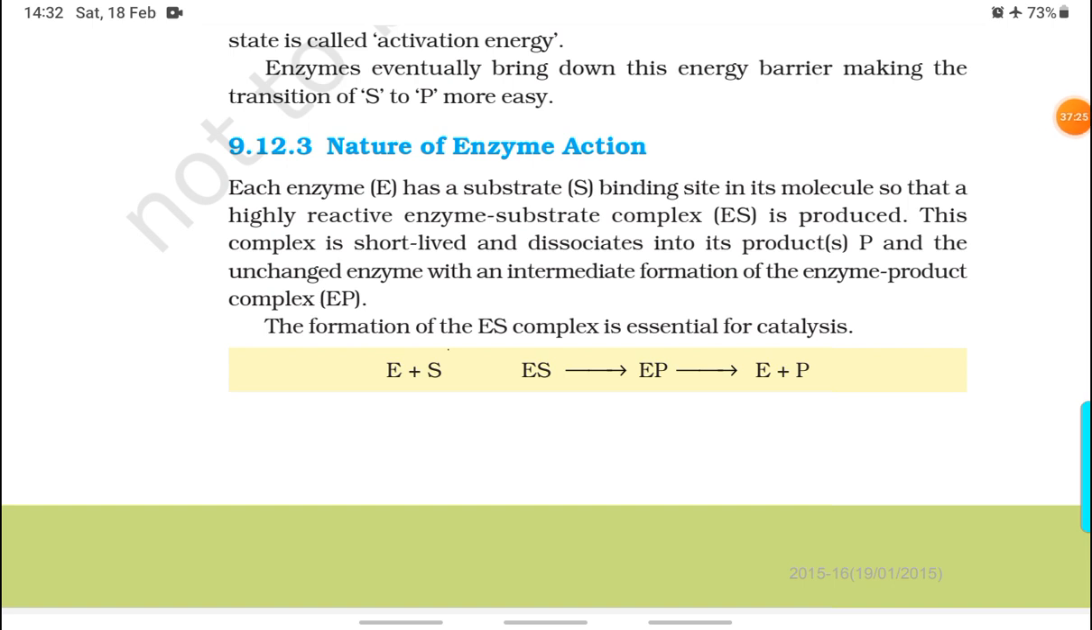Nature of enzyme action. Each enzyme has a substrate binding site in its molecule so that a highly reactive enzyme-substrate complex is produced. This complex is short-lived and dissociates into products and unchanged enzyme, with an intermediate formation of the enzyme-product complex. The formation of the enzyme-substrate complex is essential for catalysis.